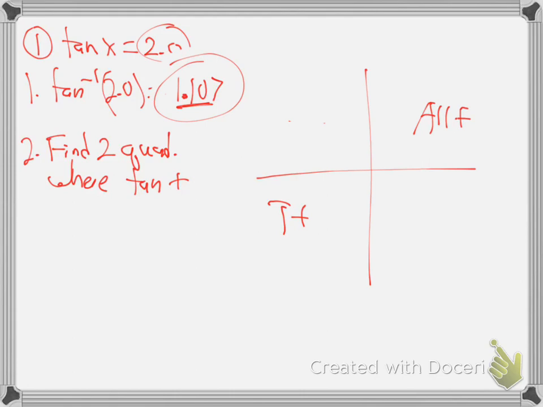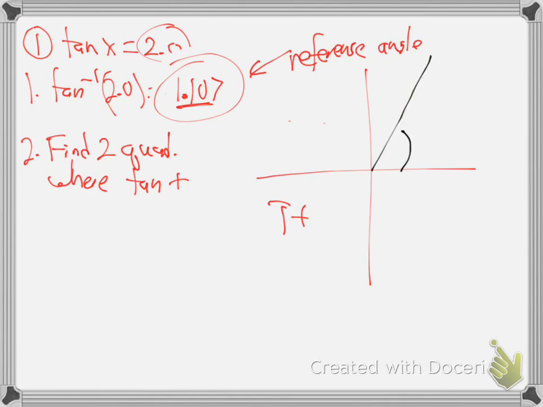Okay, so now, how do I find that? So this is a reference angle, isn't it? Now, what does that mean, reference angle? Angle from the x, with reference to the x-axis, right? So that means in the first quadrant, 1.107 is how far from the x-axis the first angle is. So then we just need to find that same angle in the third quadrant, right? Because that's the other quadrant.